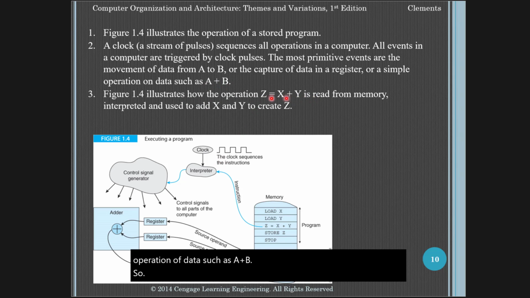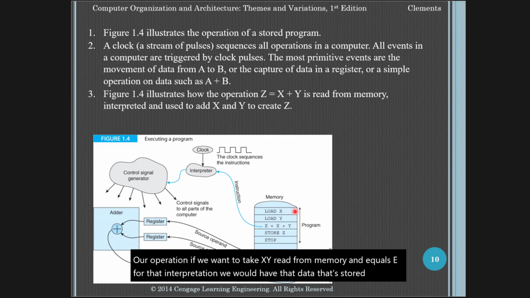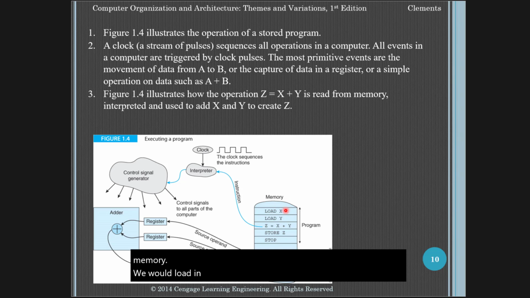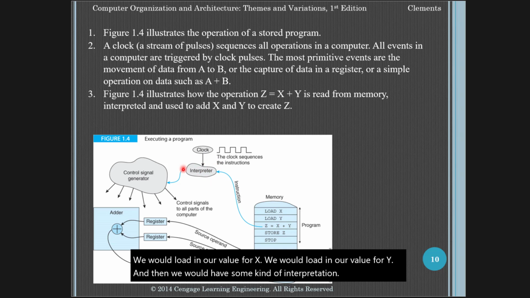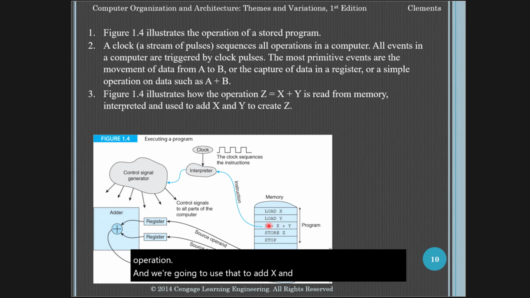Then we illustrate an operation on data such as A plus B. If we want to take X and Y read from memory and produce Z, we would have that data stored in memory. We would load in our value for X, load in our value for Y, and then have some kind of interpretation so that the computer understands we're doing an addition operation. We use that to add X and Y to create Z, we store Z, and then essentially we stop.